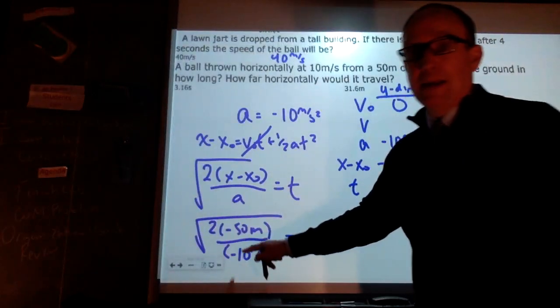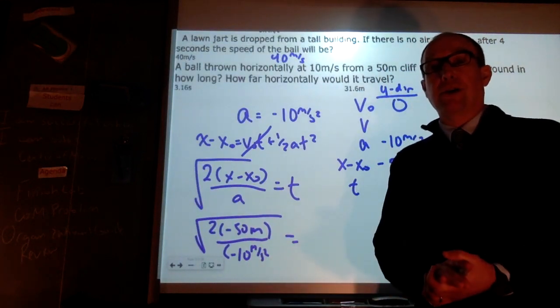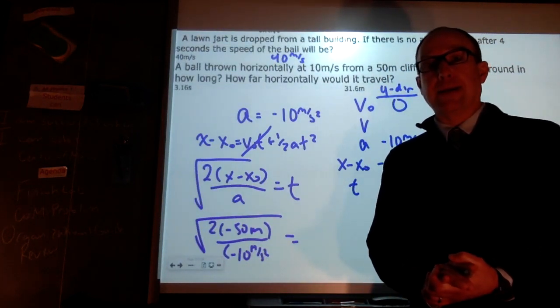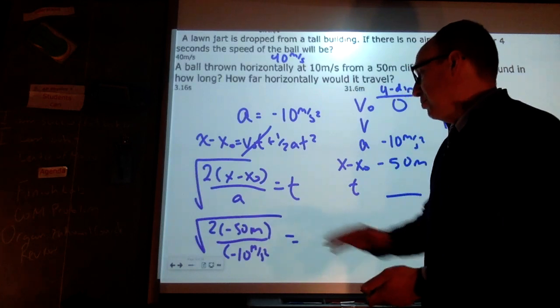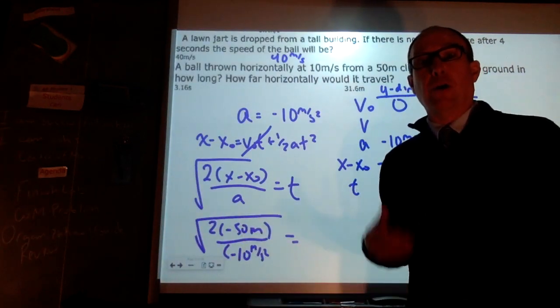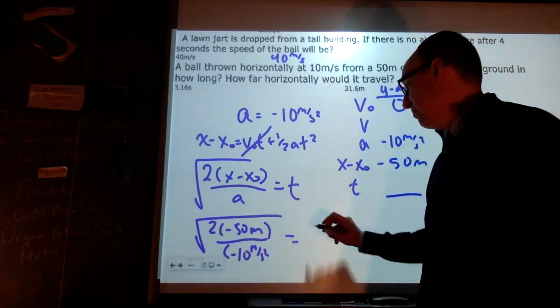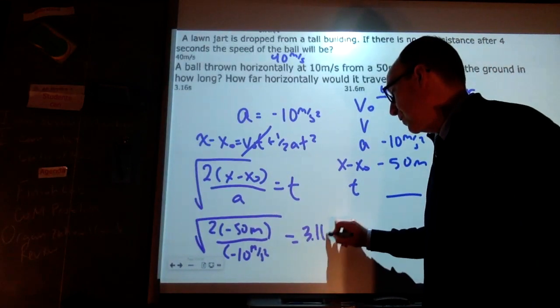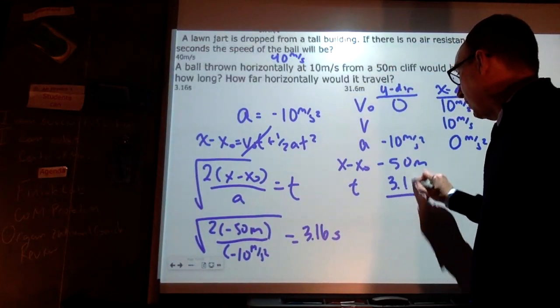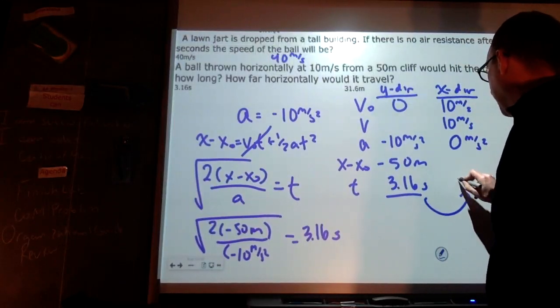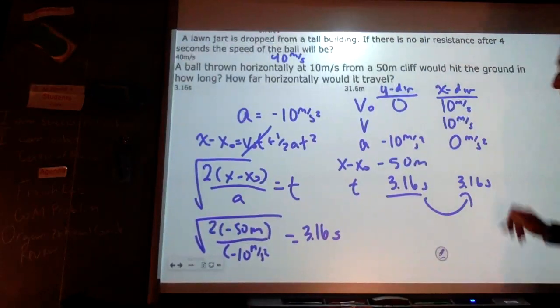And again, you want to be careful of the sign because your calculator will not like it if you try to take a square root of a negative number. So 2 times negative 50 would be negative 100. Negative 100 divided by negative 10 would be 10, and the square root of 10 is 3.16. This is the only thing that has to be the same in both of our charts.